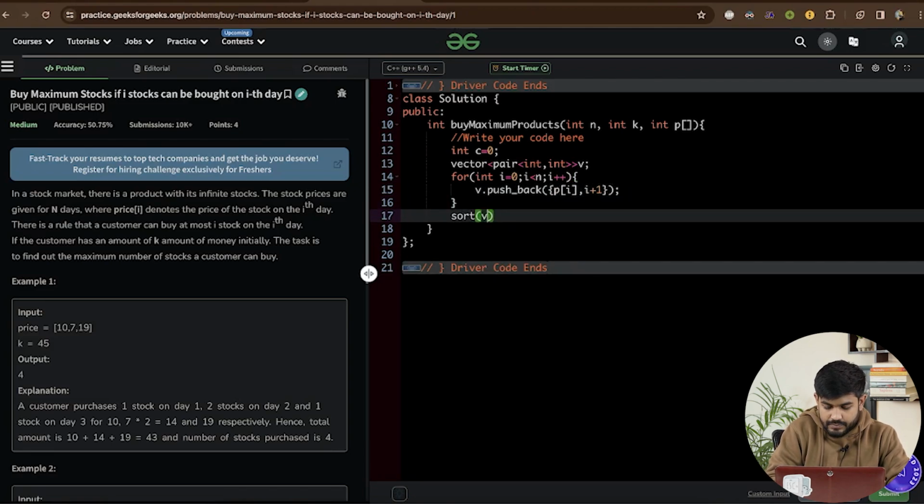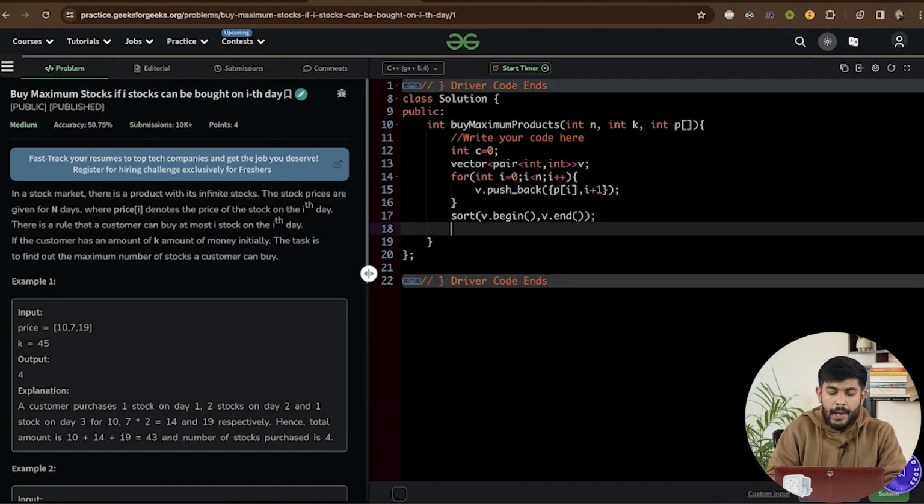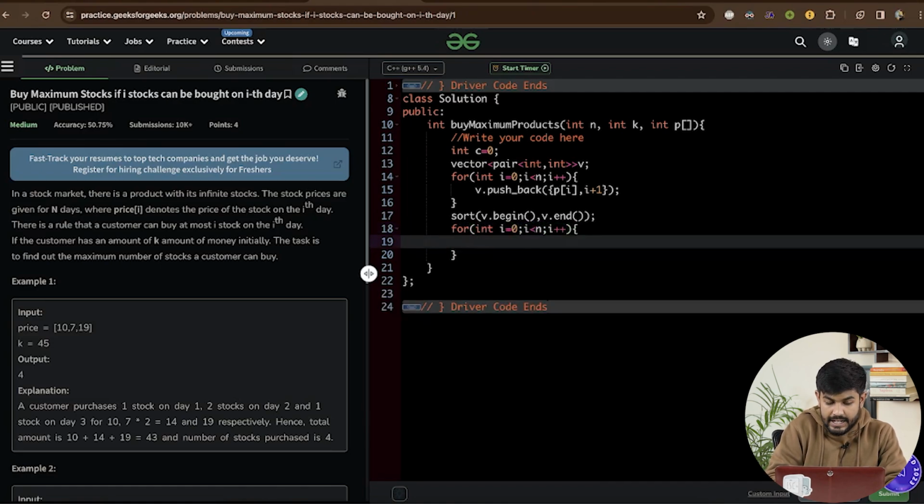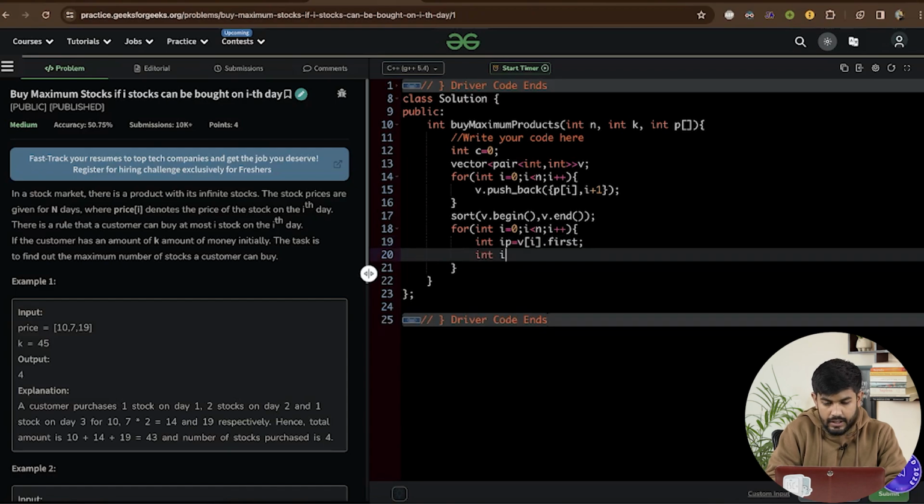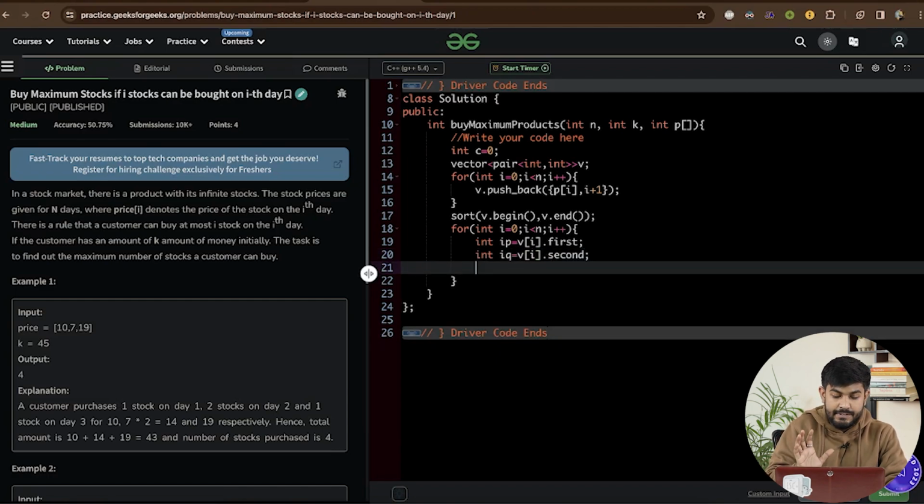v dot begin comma v dot end. By default it does the sorting on the first element, and we have made the price as the first element. Okay, and then we would start a loop, and then we would start iterating. For int i equals 0, i less than n, and i plus plus. We would first find the value, that is current price, individual pricing is equal to v of i dot first, and individual quantity is equals to v of i dot second. This is the individual pricing and the individual quantity.